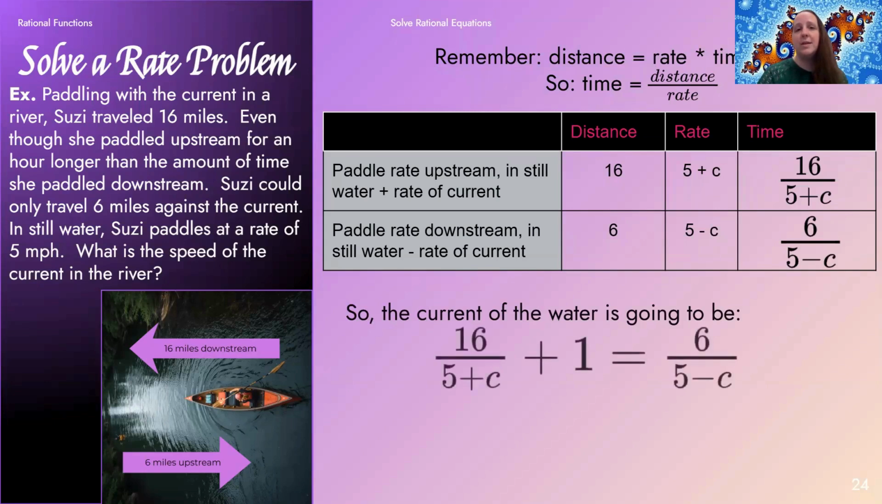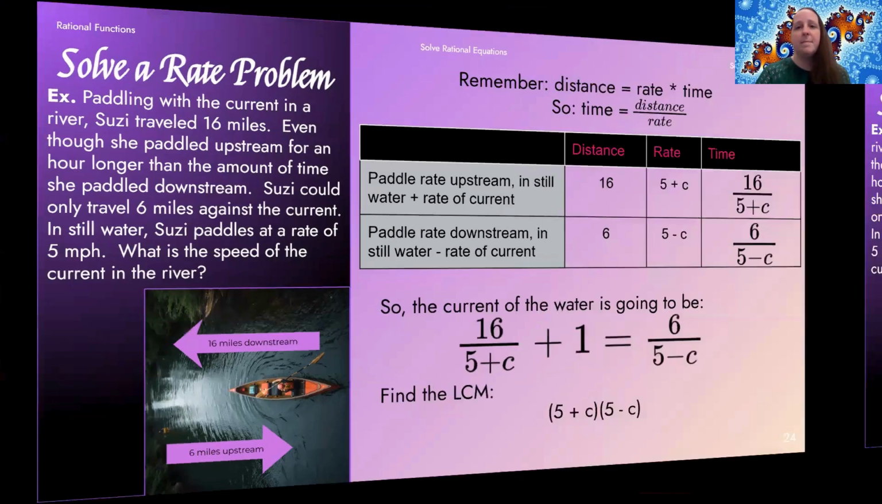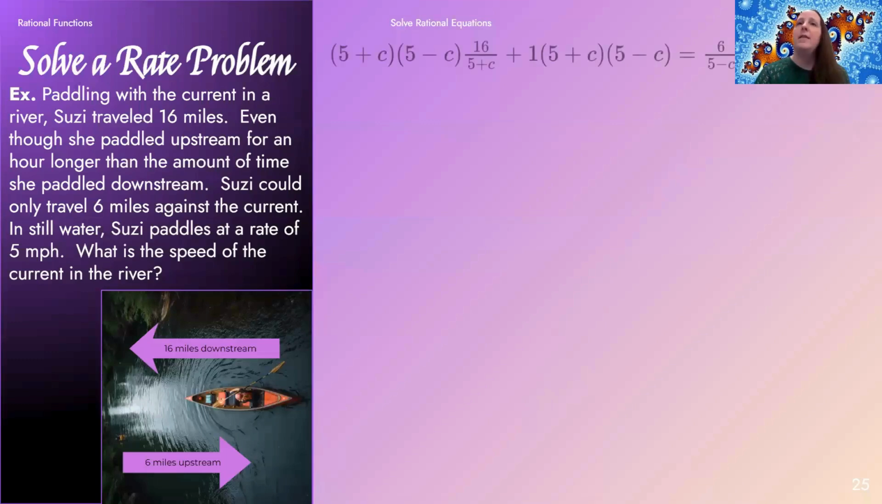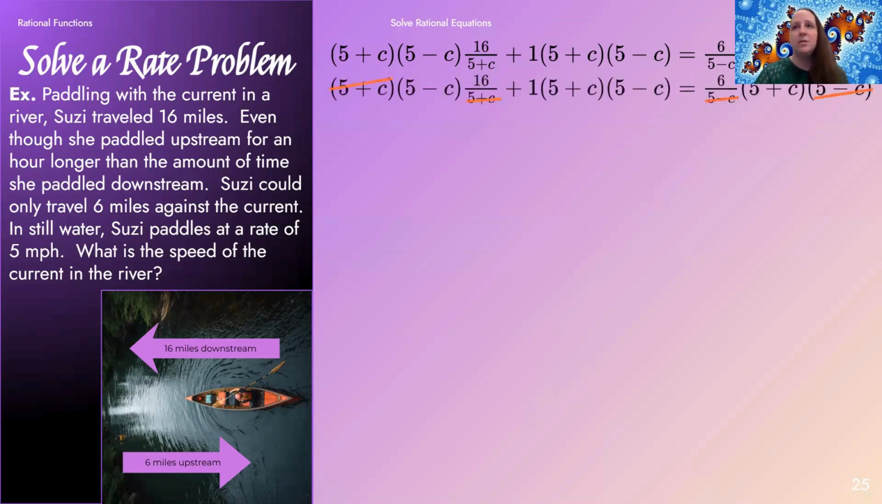So the current of the water is going to be 16 over 5 plus c plus 1, right? Because she traveled an hour longer upstream. Okay. Equals 6 over 5 minus c. Okay. I want to find the LCM. In this case, 5 plus c, 5 minus c. Okay. And then I want to multiply both sides of my equation by my least common multiple or my least common denominator. I can cancel out the ones that are the same and simplify.